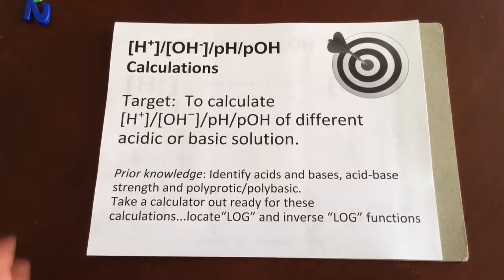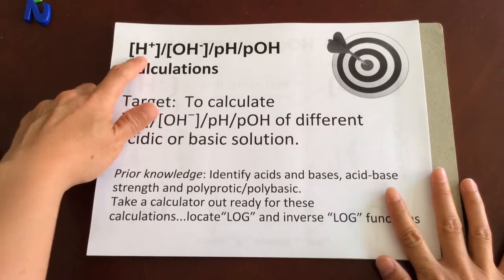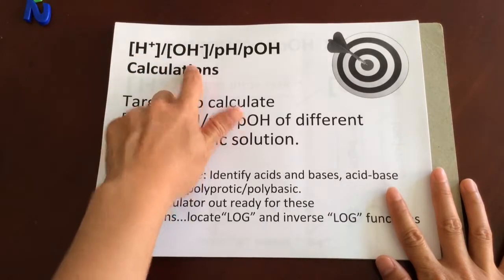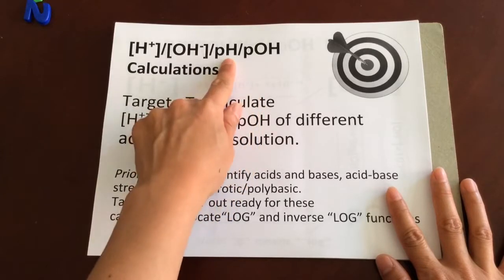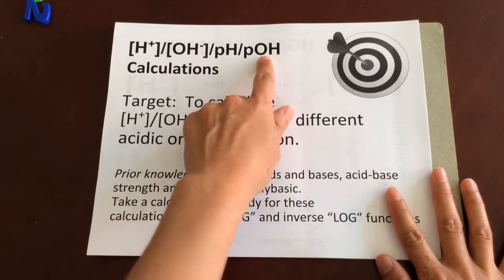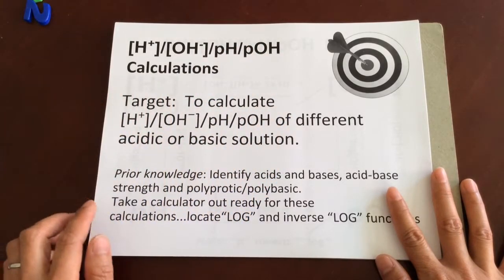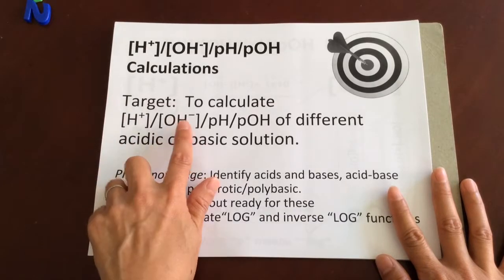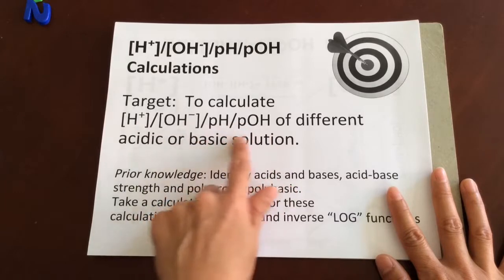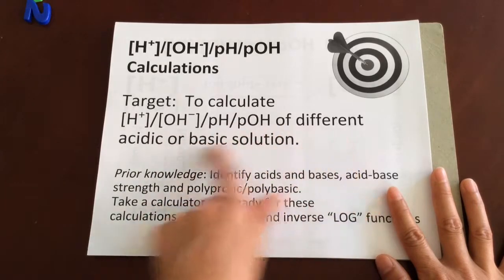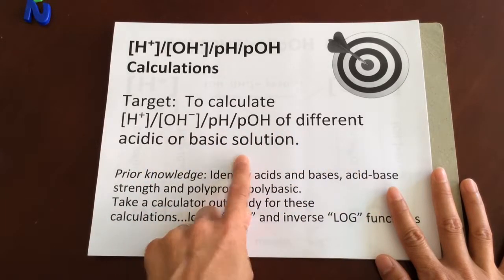Today we will be learning how to calculate the concentration of hydrogen ions, the concentration of hydroxide ions, or the pH and pOH through given concentrations. So today's target is to calculate those concentrations, or pOH, of different acidic and basic solutions.